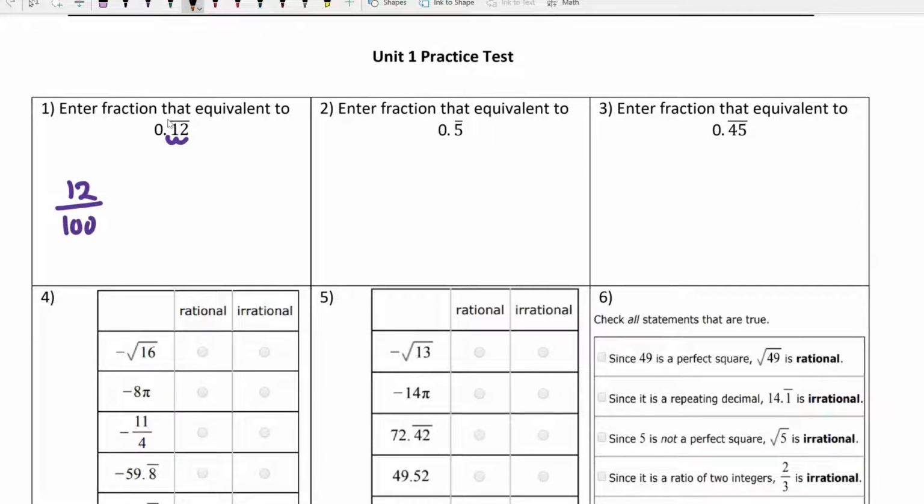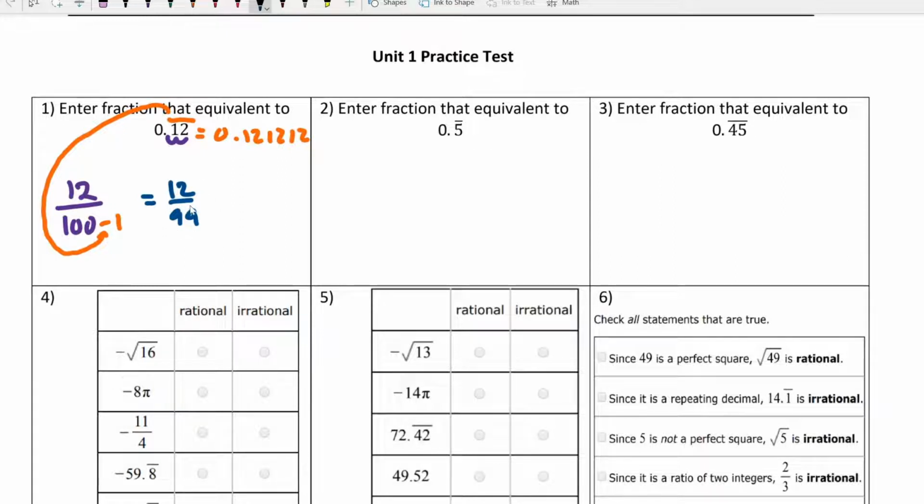Since there's a repeating bar, it means it's going to be repeated: 0.12, 12, 12, and keep going forever. The way to find a fraction for a repeating number is to take 1 away from the denominator. So that will give you 12 over 99.